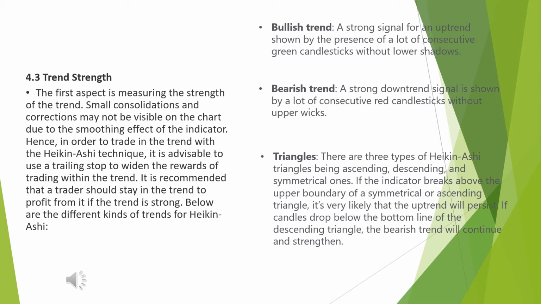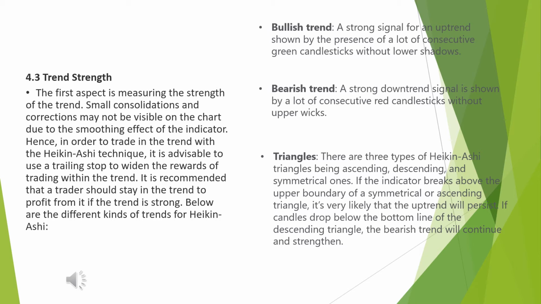Trend strength. The first aspect is measuring the strength of the trend. Small consolidations and corrections may not be visible on the chart due to the smoothing effect of the indicator. Hence, in order to trade in the trend with the Heikin Ashi technique, it is advisable to use a trailing stop to widen the rewards of trading within the trend. It is recommended that a trader should stay in the trend to profit from it if the trend is strong.